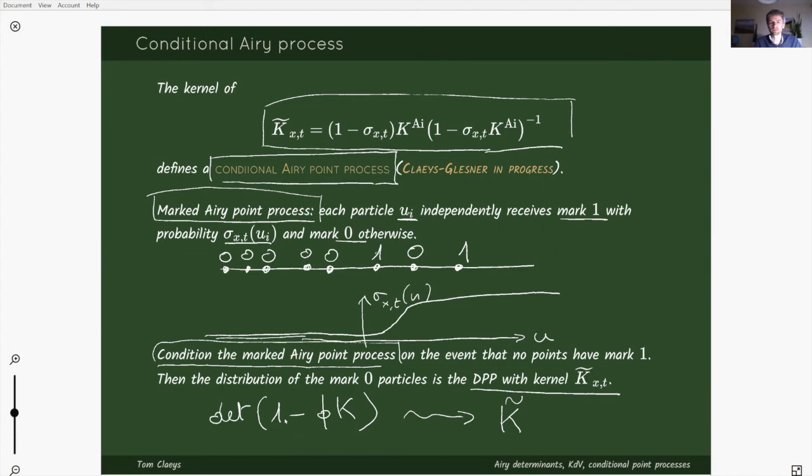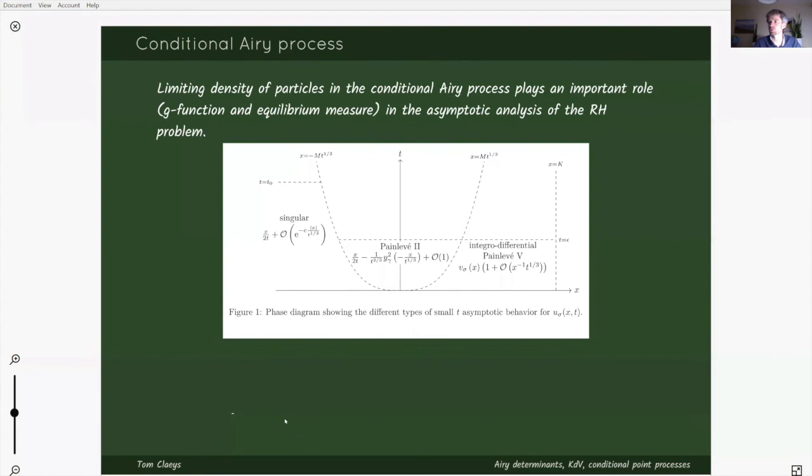And it's nice as a probabilistic interpretation of the Jacobi identity, but it's not only that, because it is also important in the Riemann-Hilbert analysis. If you want to derive asymptotics from the Riemann-Hilbert problem, people who are familiar with this know that you typically need to construct a certain G function, some equilibrium measure. And in fact, this G function or equilibrium measure, in this case, will be the limiting density of particles in this conditional Airy point process.